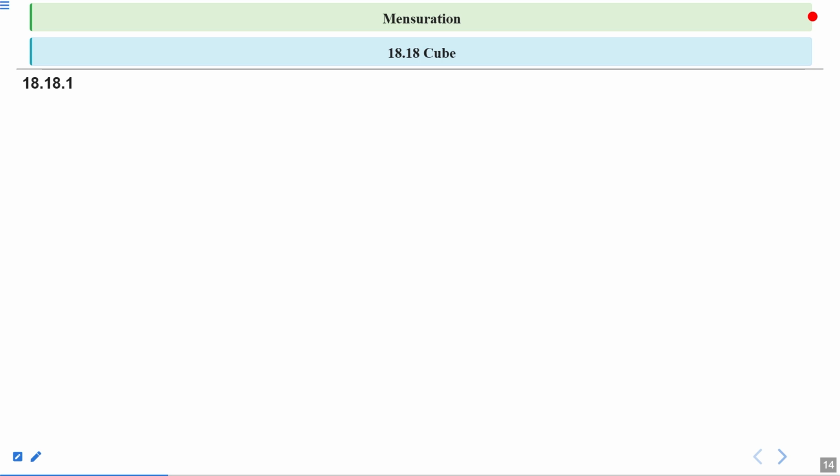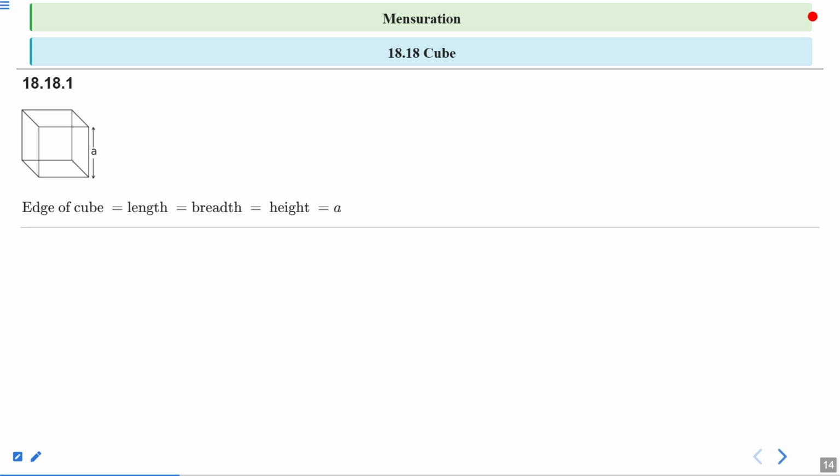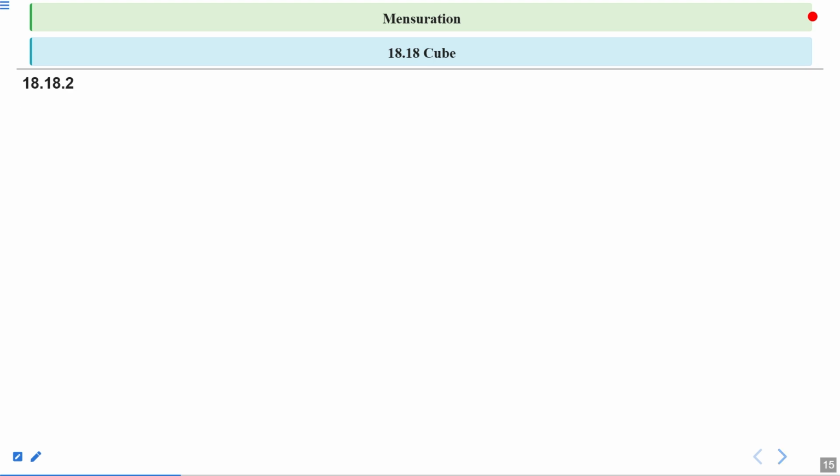Cubes, 18.1.1. A cube is a three-dimensional figure whose sides, length, width and height, are all equal. So this is the diagram of a cube. Edge of cube: we know that length, breadth and height are all equal, and we can represent it by a. Next one of the cube.